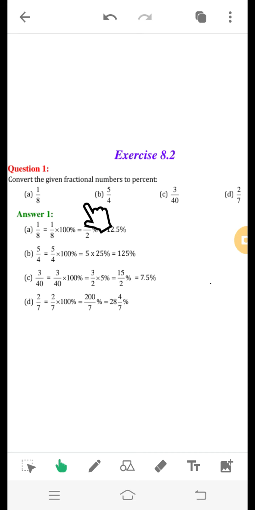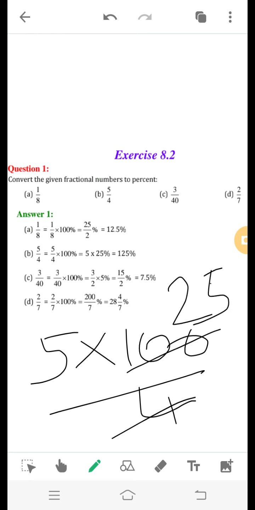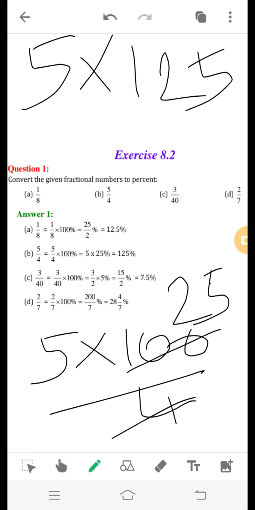Now the second one, it's 5 upon 4. The same concept, you have to multiply 5 upon 4 with 100. So 5 multiply 100 divide 4. In the same concept, you can multiply 5 with 100, so 500 by 4. Or if you know how to cut it, it is just like 25 4s are 100. Both are right. Now your number becomes 5 multiply 25. Sorry, it's 25, not 125. So 25 5s are 125.